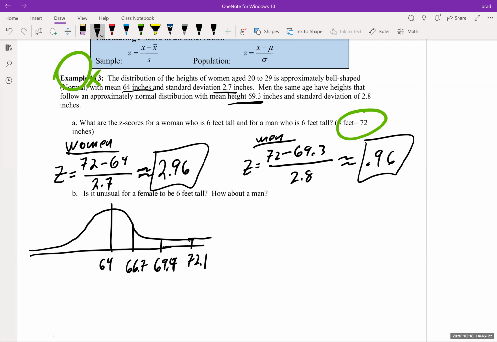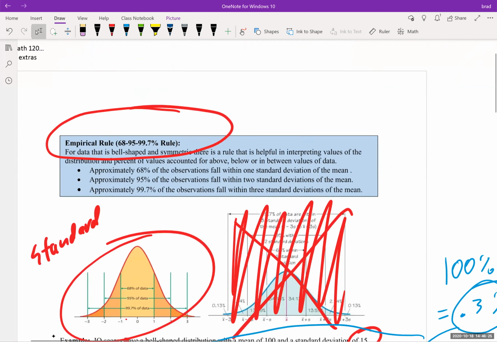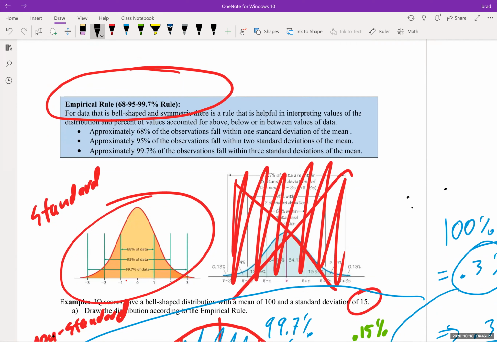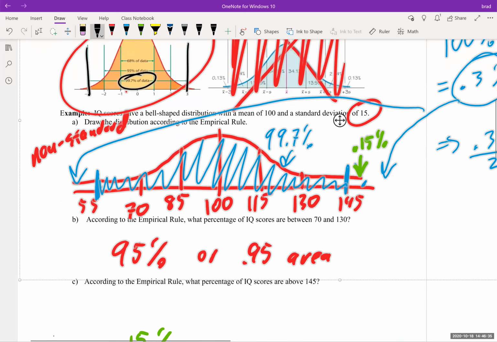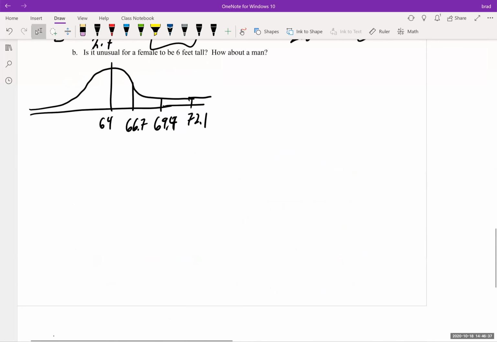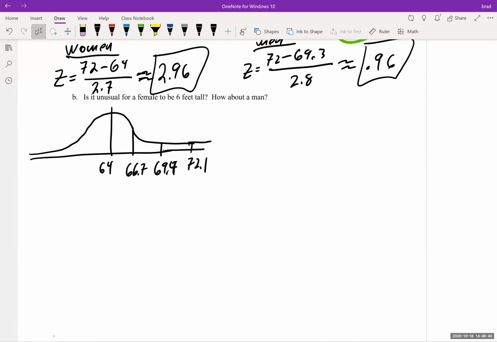And remember, in a normal distribution, look from here to here, how much of the data is there? 99.7%. Once you get past 2 standard deviations, it starts getting unusual for that to occur. In this case, a woman that is 6 feet tall is 2.96 standard deviations, so that would be right about here somewhere, almost at 72.1. So I would definitely say yes, unusual. The rule of thumb is normally 2 standard deviations.